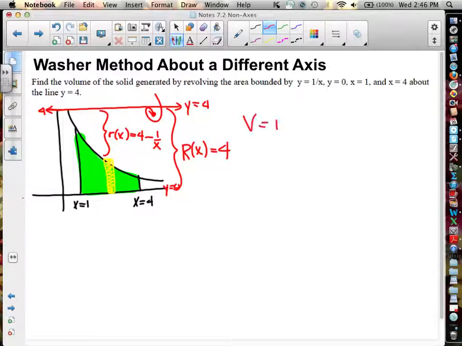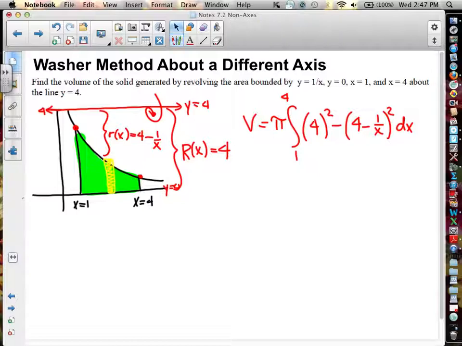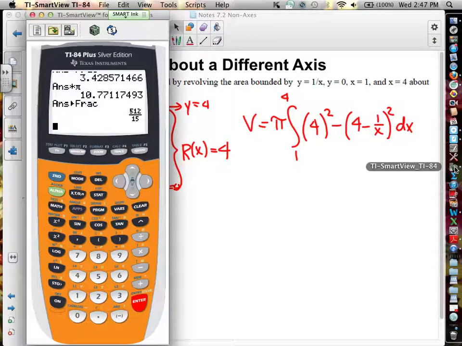So my volume would be pi, times the integral, with bounds for integration x going from 1 to 4, of the big radius squared minus that little radius squared. And again, you can put that into the calculator. So let's pull that up.